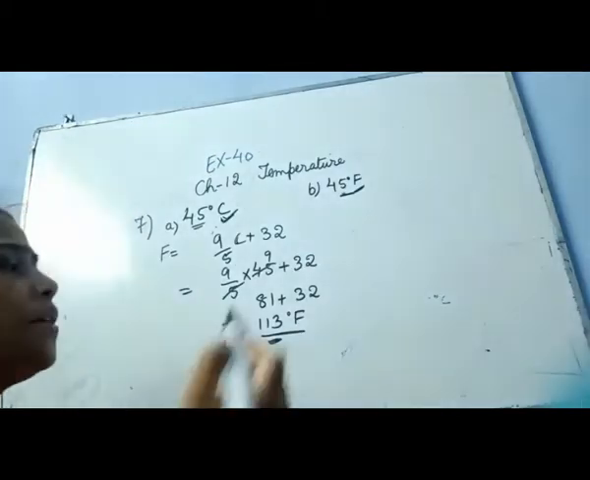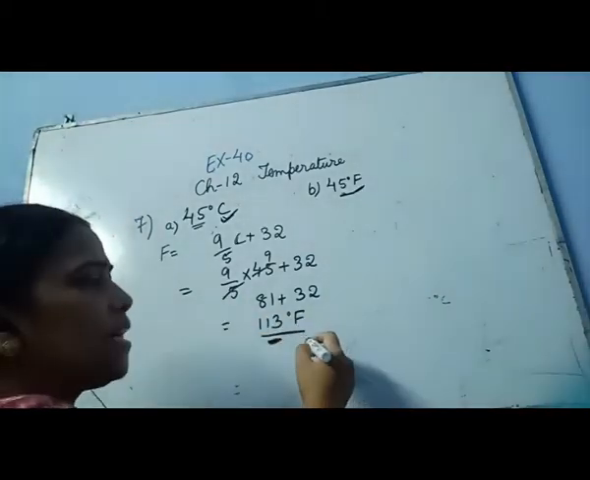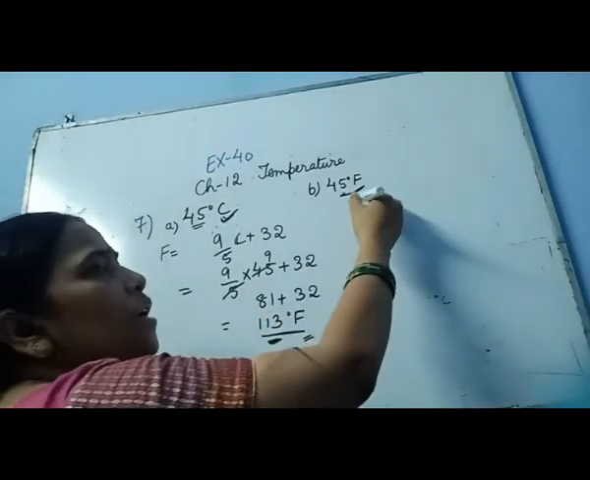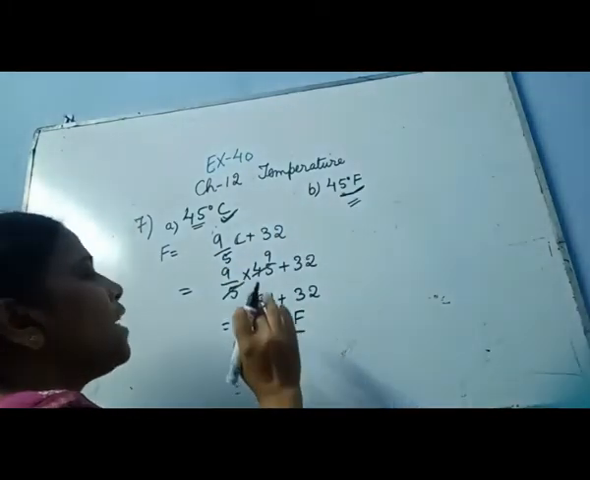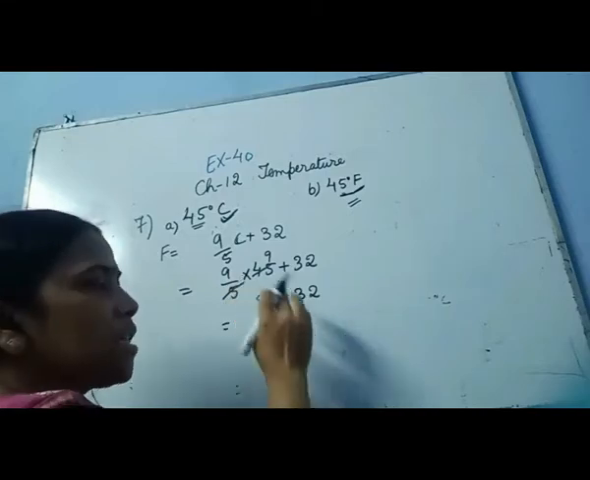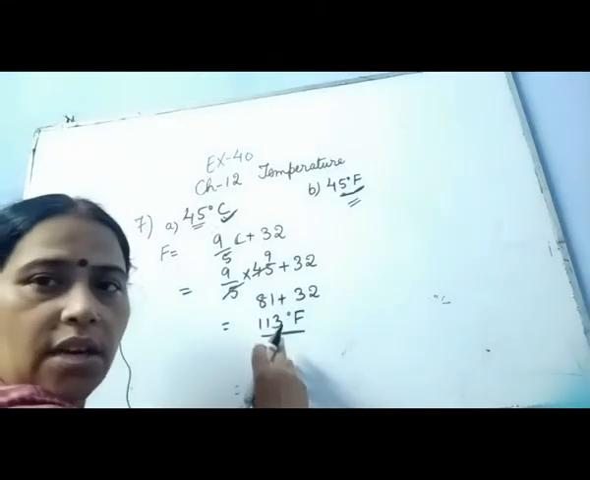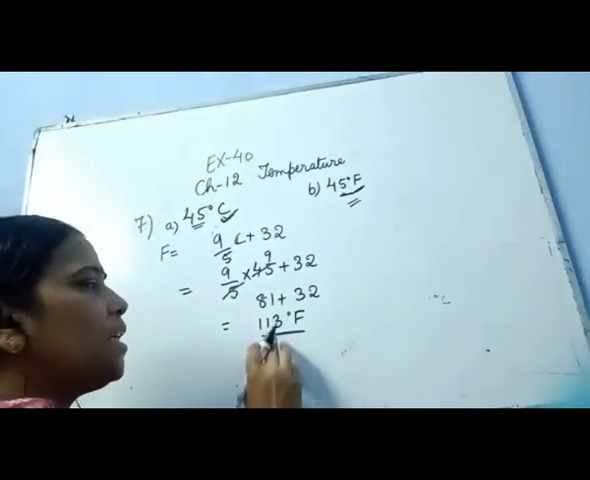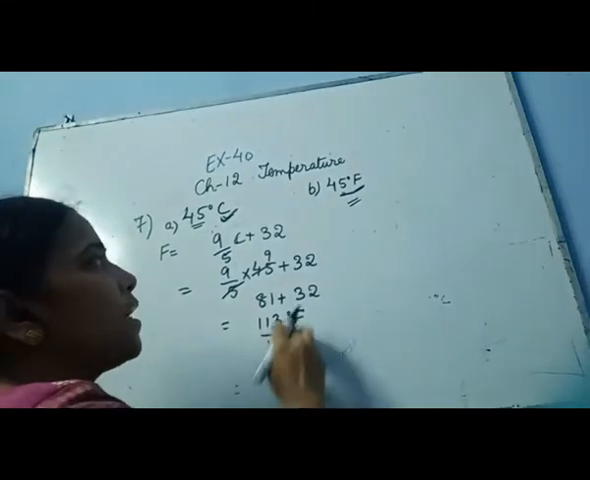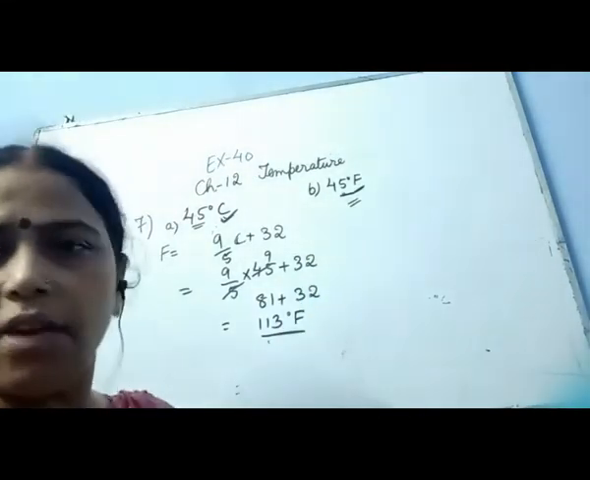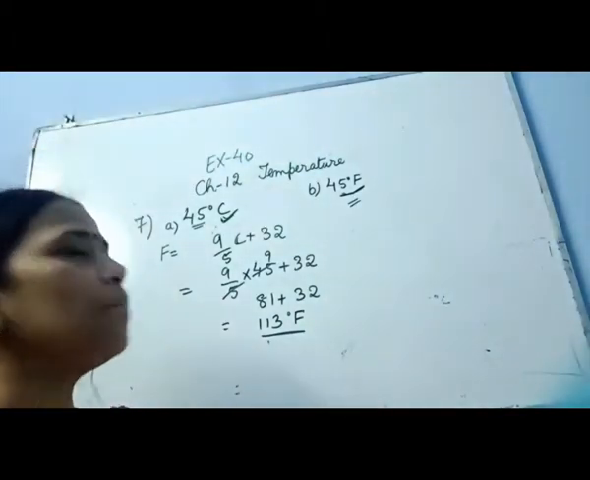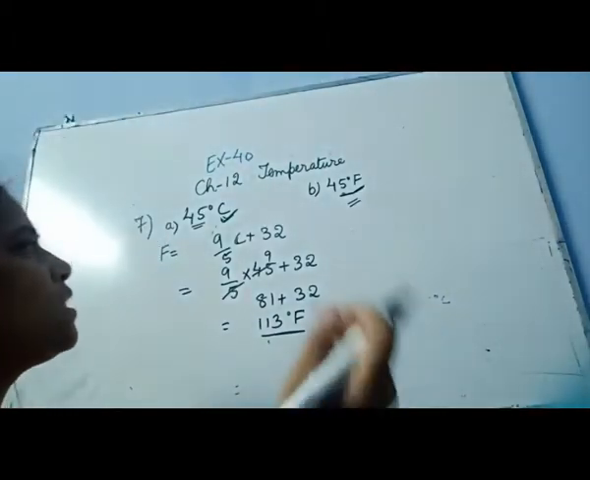So which one is hotter? 113 degree Fahrenheit or 45 degree Fahrenheit? We see that object A is hotter, because when Celsius is converted into Fahrenheit, we get this as greater than object B. 113 is greater than 45, and by how much is it greater?